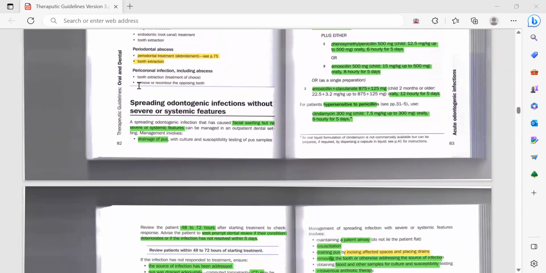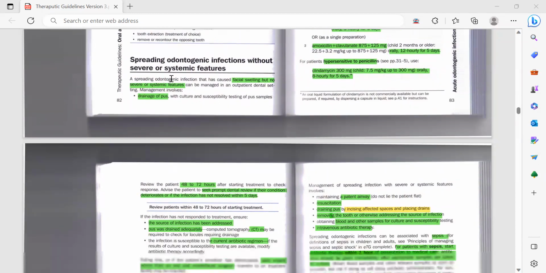And the other option which we can opt for is removing or recontouring the opposing tooth, which is the upper third molar. So we can also try to take out that tooth, because that is the reason why it is leading to a pericoronal infection in that area. But the best treatment of choice is to take the mandibular third molar out.